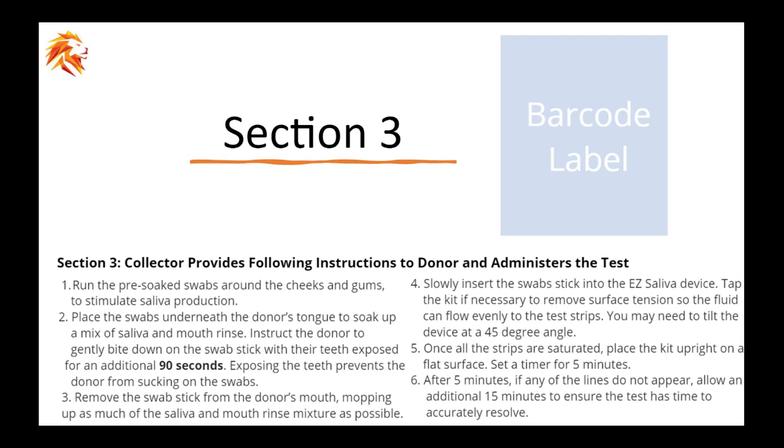Let's go over how to administer the kit. After you open the device packaging, in the bigger pocket is the device and in the smaller pocket are the pre-soaked swabs. Take the pre-soaked swabs out of their little vials of solution. Run the pre-soaked swab around the cheeks and gums to stimulate saliva production. Place the swabs under the donor's tongue to soak up a mix of saliva and mouth rinse.